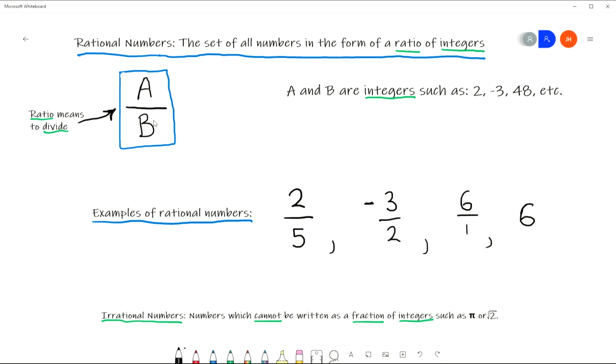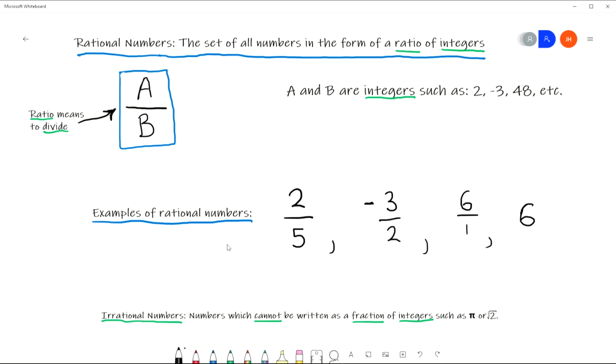What are integers? If a and b are integers, that would be some numbers that are just like whole numbers, like 2 or -3, right? It could be a negative number. It could be a big number, like 48. Any whole number that you can think of is an integer, positive or negative, including 0. So rational numbers are just these whole numbers being divided. So it's just like the set of all fractions, basically, right?